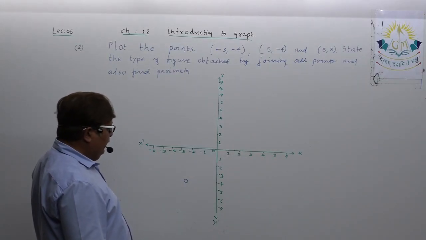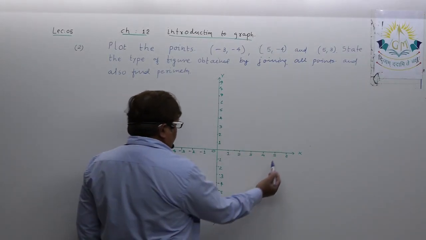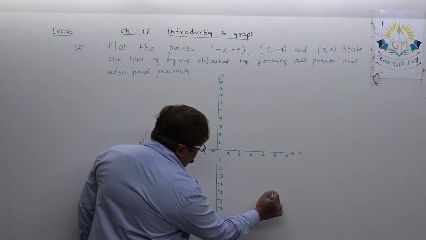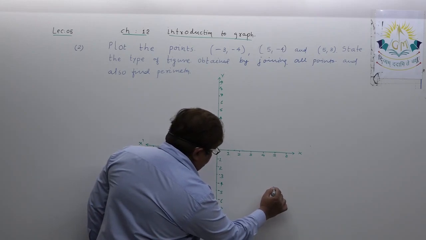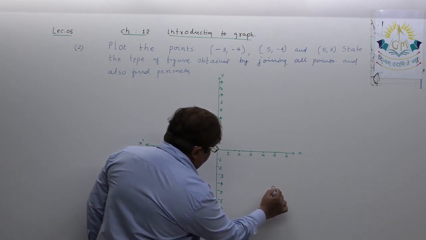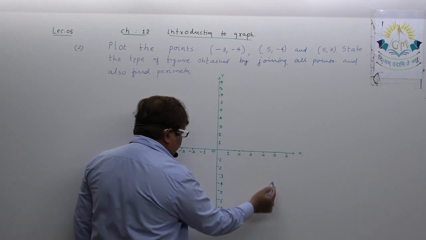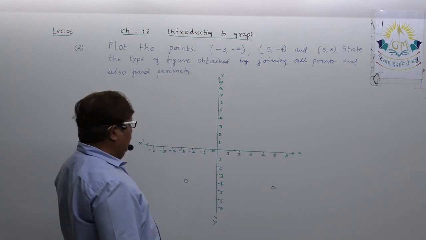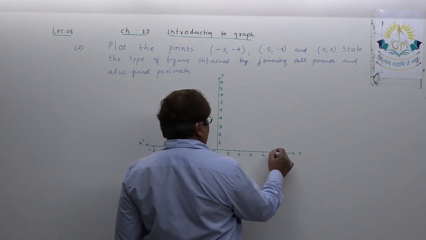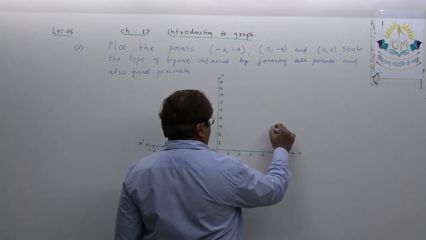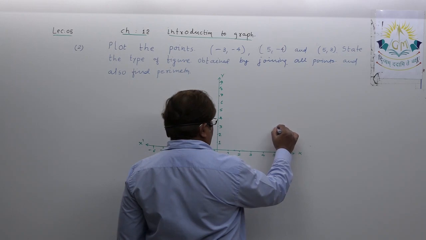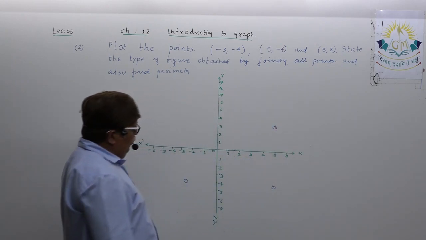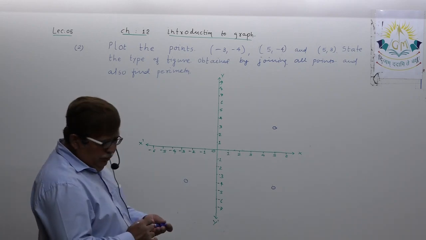Next, that is x 5, y minus 4, somewhere here. If you don't feel comfortable, you can draw the dotted line. That's your choice. Then (5, 3), x 5, y 3. Here you got the point. 3 points you already got.